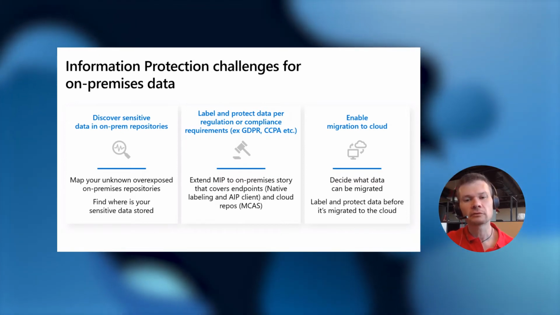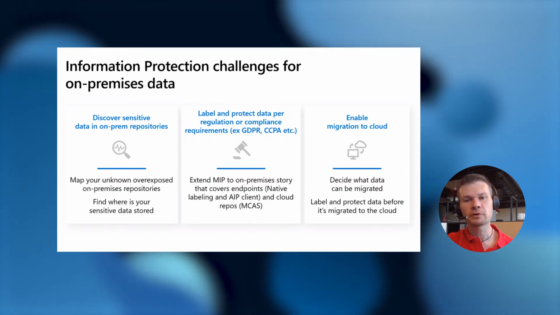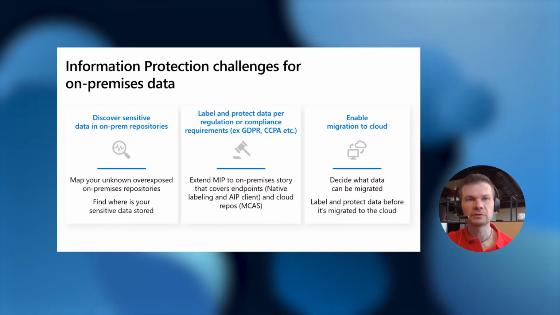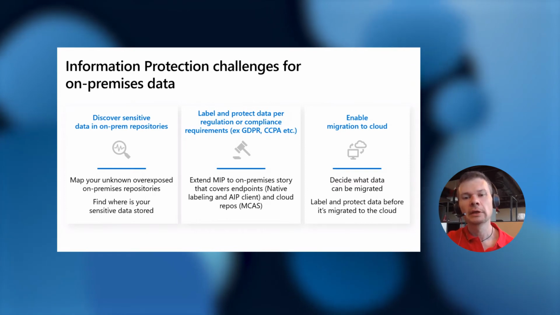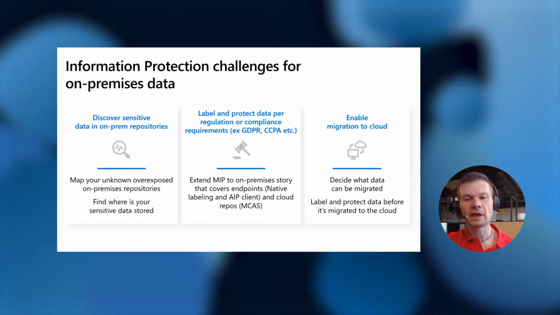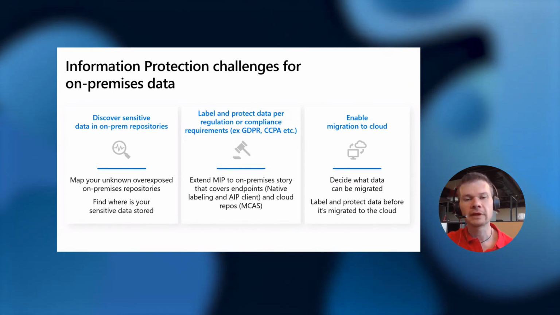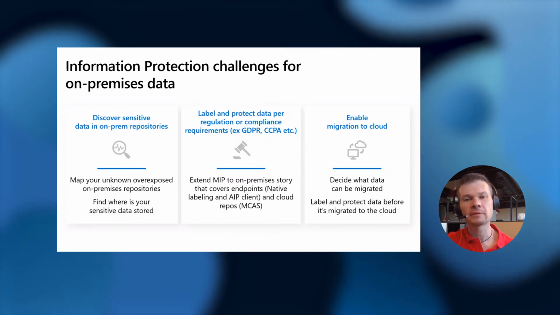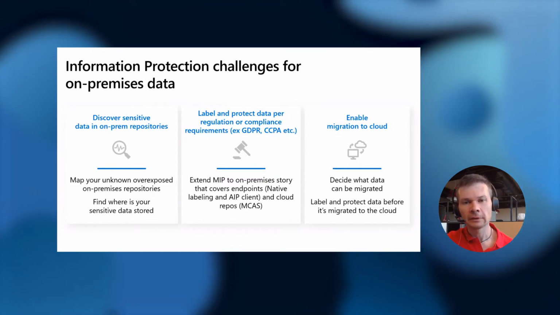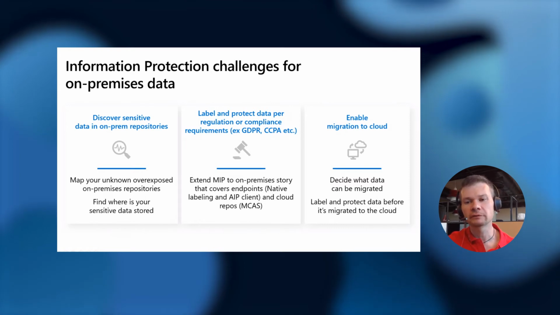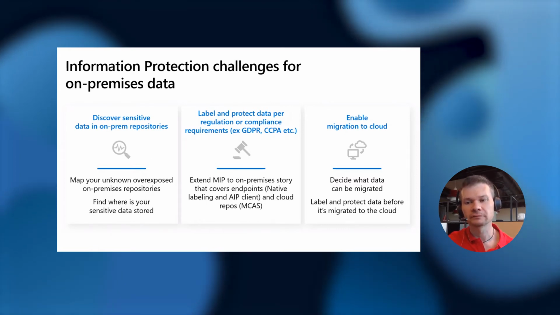The second scenario is label and protect data per regulation or compliance, such as GDPR or CCPA. On-premises scanner complements the MIP story in addition to built-in labeling in Office apps, AIP client, Microsoft Cloud App Security, and labeling in SharePoint Online. This allows you to ensure that your data in use, in motion, and at rest is consistently labeled and protected.